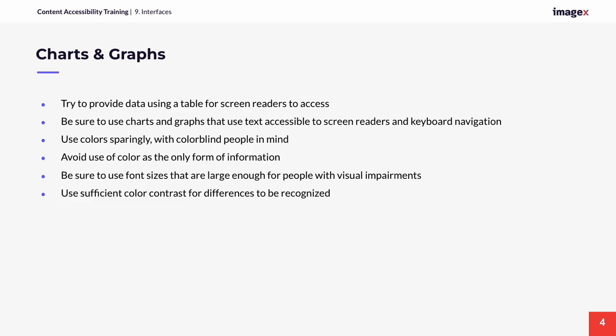Charts and graphs can also present accessibility challenges. Try to provide data using a table for screen readers to access. Be sure to use charts and graphs that use text, accessible to screen readers and keyboard navigation. Use color sparingly, with colorblind people in mind, and avoid using color as the only form of information. Be sure to use font sizes that are large enough for people with visual impairments, and use sufficient color contrast for differences to be recognized.